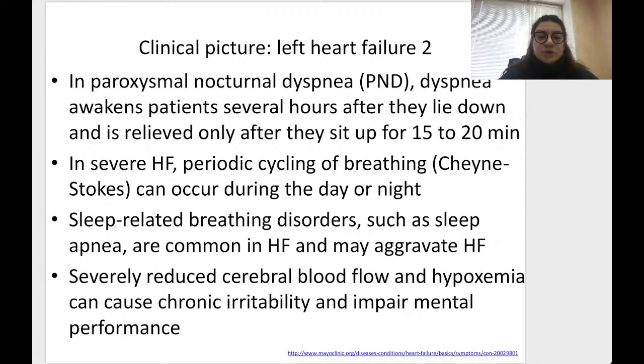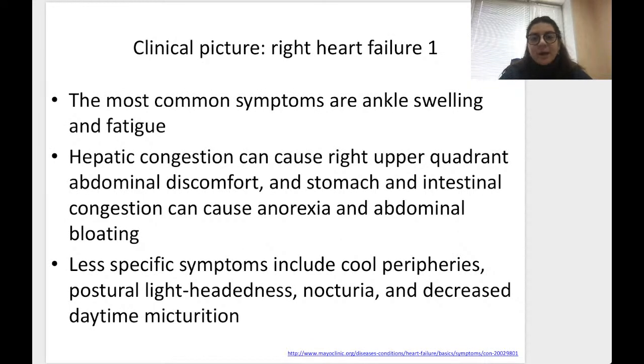Sleep-related breathing disorders such as sleep apnea are common in heart failure and may aggravate heart failure. Severely reduced cerebral blood flow and hypoxemia can cause chronic irritability and impair mental performance. In right heart failure, the most common symptoms are ankle swelling and fatigue. Hepatic congestion can cause right upper quadrant abdominal discomfort, and intestinal congestion can cause anorexia and abdominal bloating.